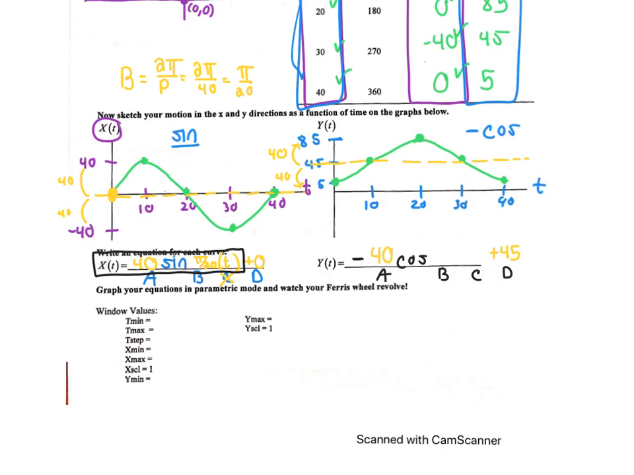The B value hasn't changed because the period hasn't changed. It's still a period of 40 seconds. So our B value is still going to be that pi/20. I'm going to throw in our variable time. And again, since we did start on the vertical axis, there's no horizontal shift, so there is no C value this time, which means that our final equation is this one. So then, of course, the next step would be to graph these equations to model the actual motion. And again, we're going to show that when we return to class.